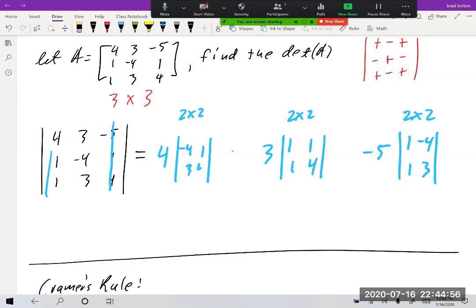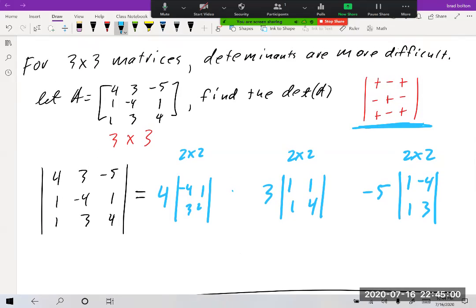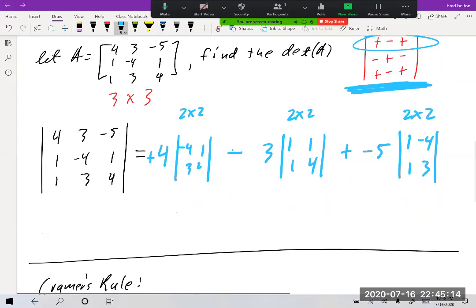Now here is where this sign pattern comes into play. If you choose the first row, you have to put a plus, minus, plus extra. Even if the problems come with their own signs, don't worry about that. You have to put that as extra. Plus signs don't change value, right? So this is just going to become 4 times the determinant.